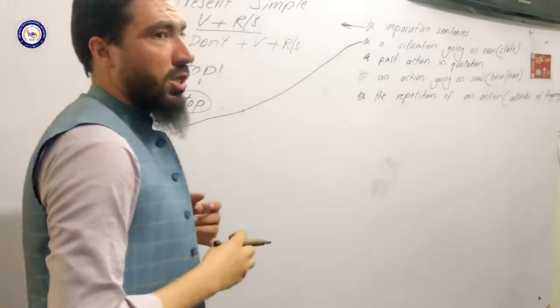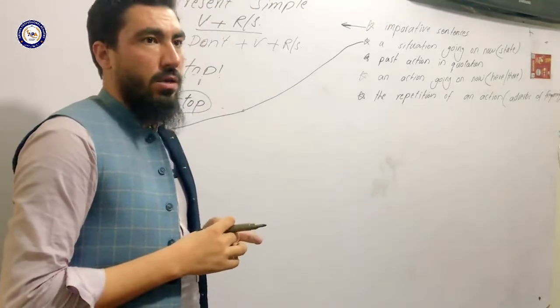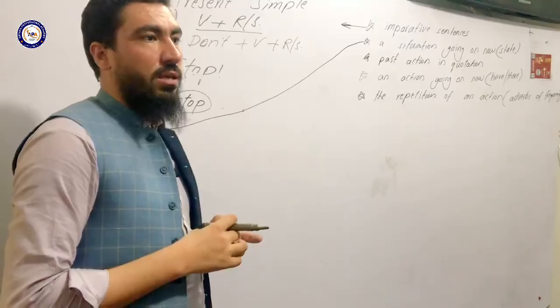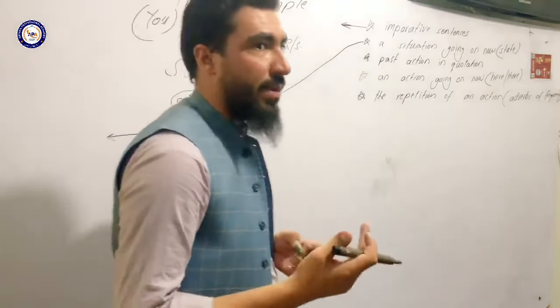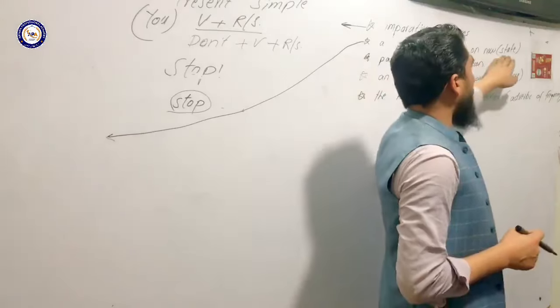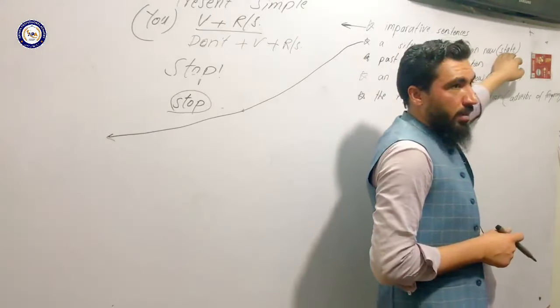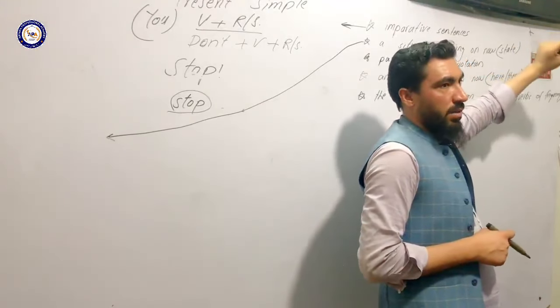If a situation is in progress, we use present continuous normally. When an action is in progress, happening right at the moment, we use present continuous. But if the verb is a non-action verb, a state verb, then using present continuous is impossible.